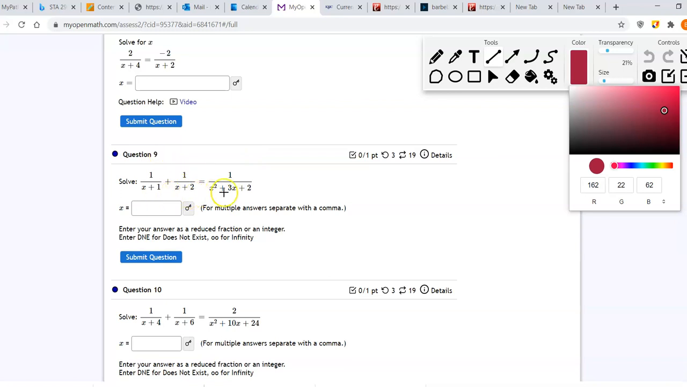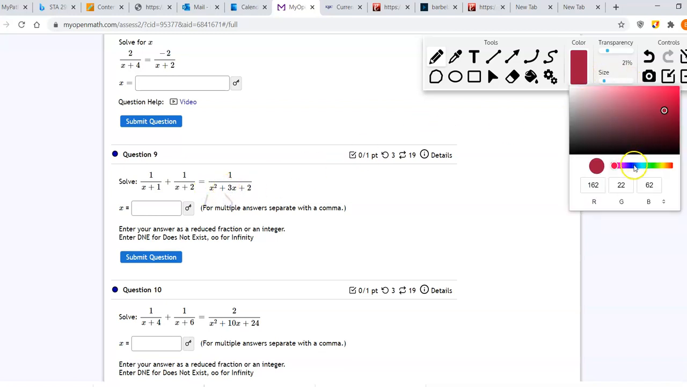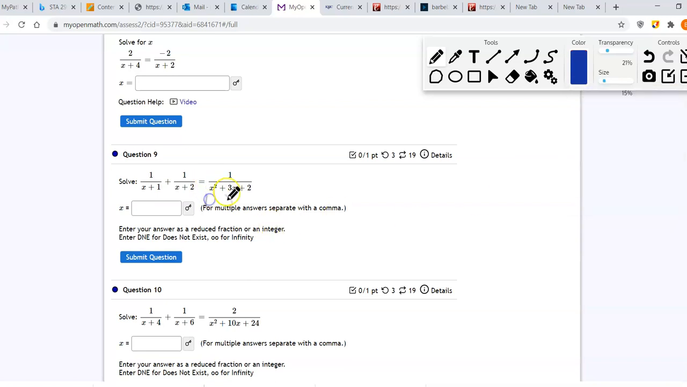Okay, so let's notice that first, to find the common denominator that we're going to multiply by, we are going to have to factor this x squared plus 3x plus 2. Remember from factoring, we want things that multiply to give us x squared. Well, that's x and x. And then the things that multiply to give us 2, well, that's 1 and 2. And you'll notice that that is exactly the same factors that are over here in the other denominators.